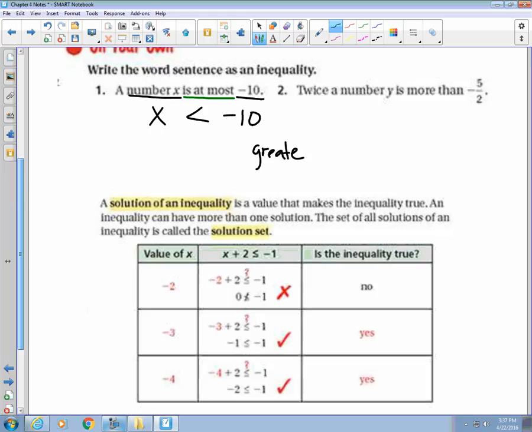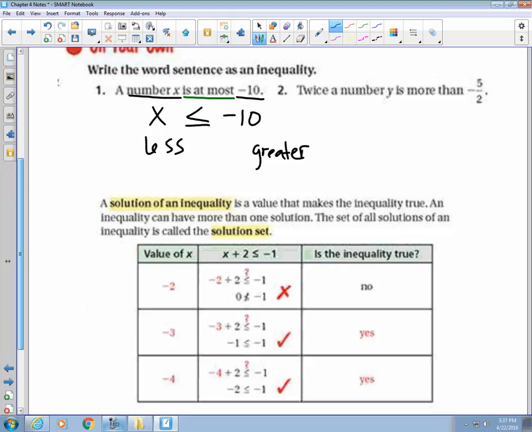But when it says at most, it means it could be less than that 10, but it could be equal to that 10. So it has to be x is less than or equal to negative 10. That means the most x can be is negative 10, or it could be less than. Oops, forgot my r over there. And the x is the less than side, but it could also be equal to.